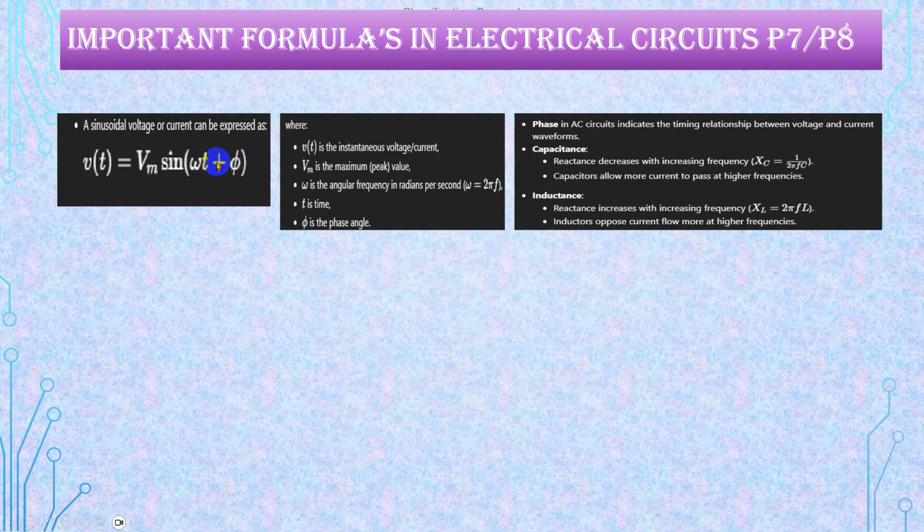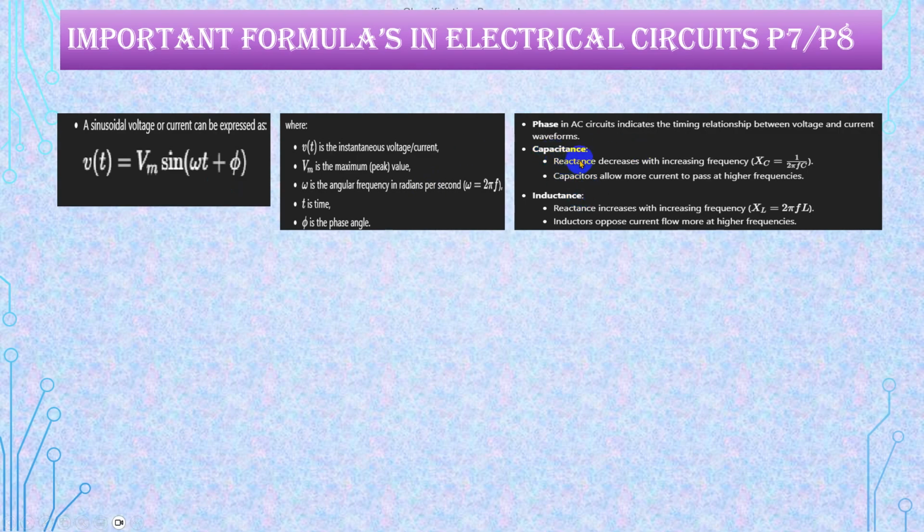Now when the angle for the current is plus 10 degrees, plus 20 degrees, plus 30 degrees, that means it is starting before the voltage. So it is called leading. That leading comes with capacitance. Okay, so we'll see that one.